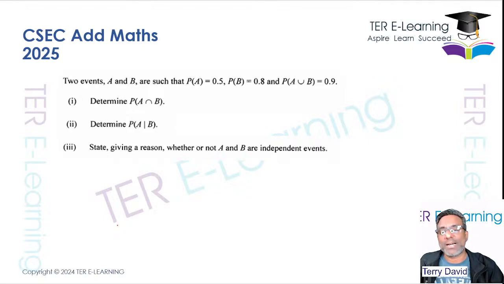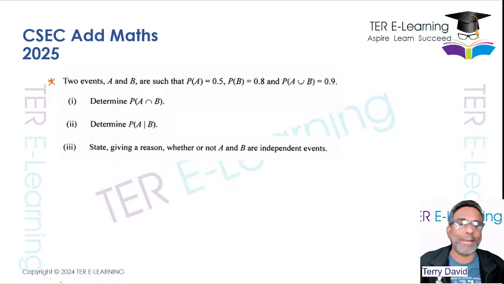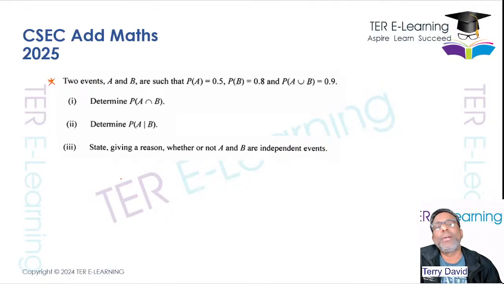I've had students ask me about how many branches. Your syllabus says 2 branches only, so don't expect a probability tree diagram with 3 branches. It'll only be 2. So let's look at this. 2 events, A and B, are such that P of A is 0.5, P of B is 0.8, and P of A union B is 0.9. The first thing we want to calculate is the probability of A intersect B.